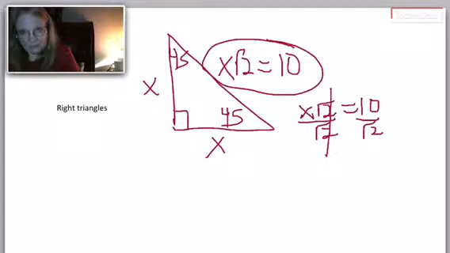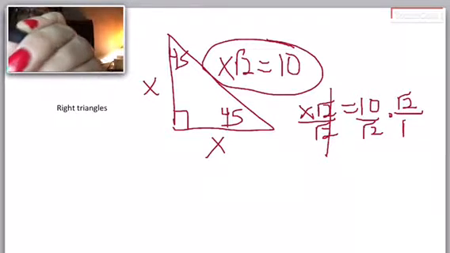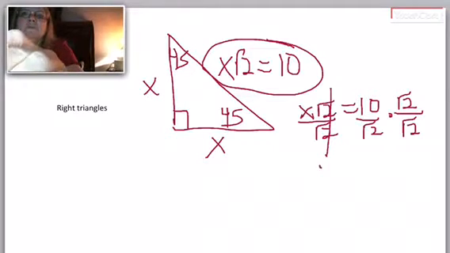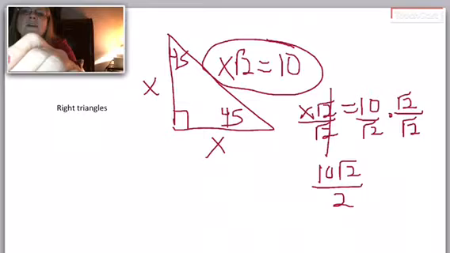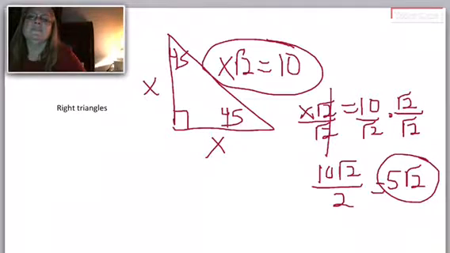That is a true statement. However, there's a radical in the denominator. If you are allowed to give a decimal answer, you could put that in your calculator, but most times you're going to be asked for an exact answer. So we have to rationalize the denominator by multiplying by the square root of 2 over the square root of 2. In the numerator, we get 10 times the square root of 2. In the bottom, we get 2, and we simplify. 10 divided by 2 is 5, and you can see that the answer is 5 times the square root of 2.